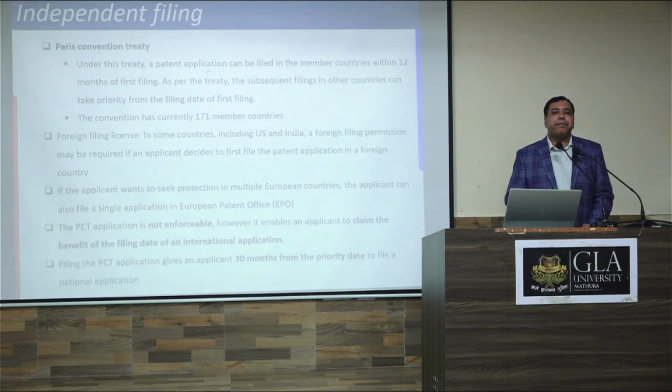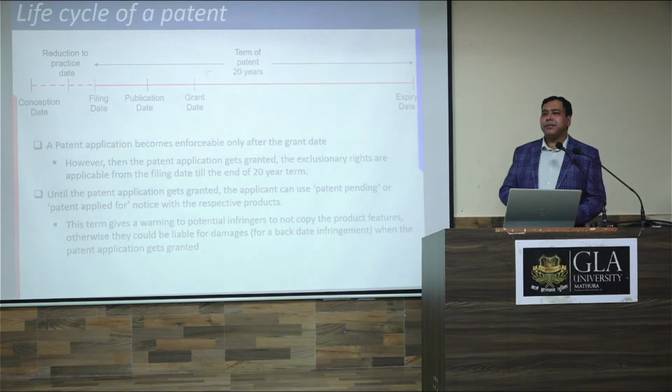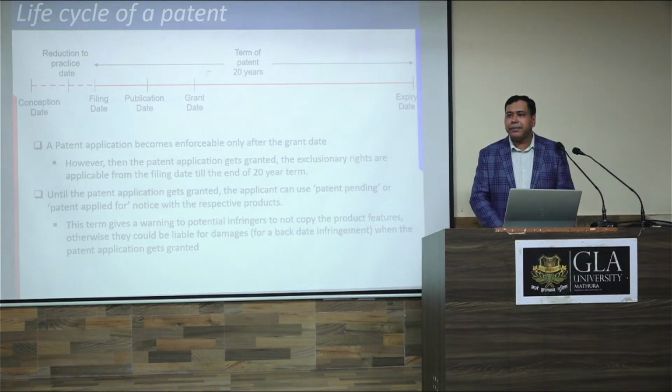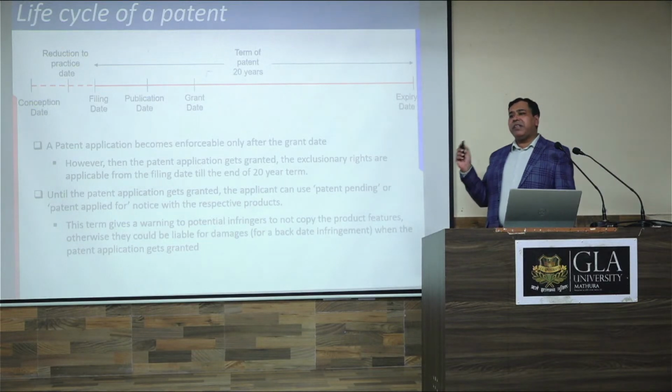Can you please go back to the previous slide once? Yes. There it is given that from the filing date to the expiry date, the arrow is given for a 20 years period. So will it be from the granting date to the expiry date? No, it will be for 20 years from the filing date.